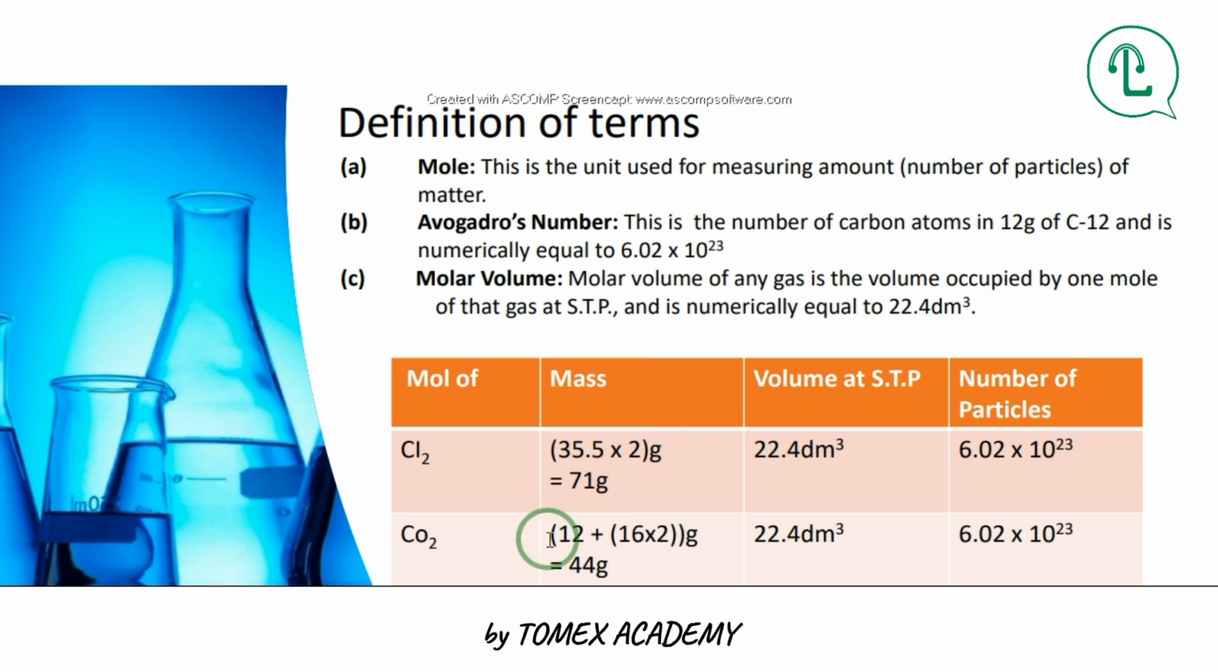CO2. To find the mass of CO2, we're going to use the relative atomic mass. Relative atomic mass of carbon is 12. Relative atomic mass of oxygen is 16. But because oxygen here is having 2 atoms, that's the atomicity, we multiply by 2. 16 times 2 give us 32. 32 plus 12 give us 44. Volume at STP is 22.4 dm³ and number of particles 6.02 times 10 raised to power 23.